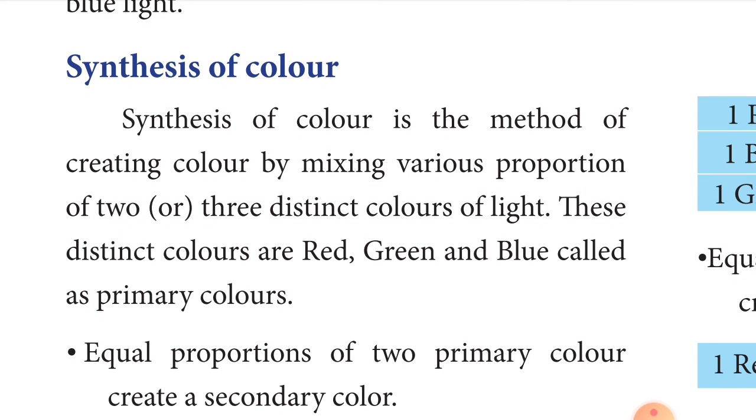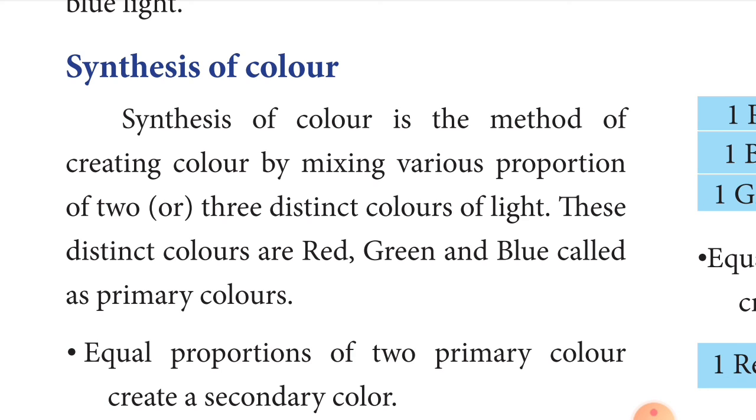And you see the method of creating a color by mixing various proportions. Different proportions, for example, 1:2 or 2:1, of 2 or 3 distinct colors of light. The 3 distinct colors red, green and blue are called what? Primary colors. What are the primary colors, children? Red, green and blue. So these are all the primary colors.